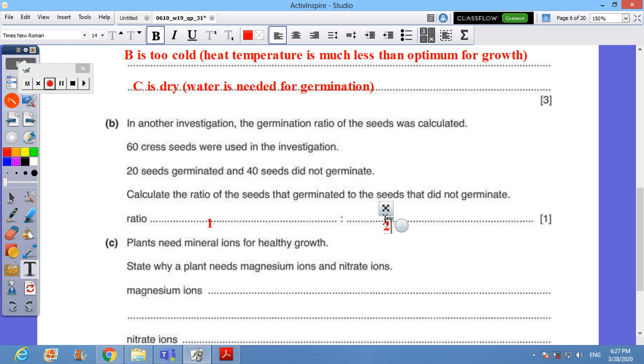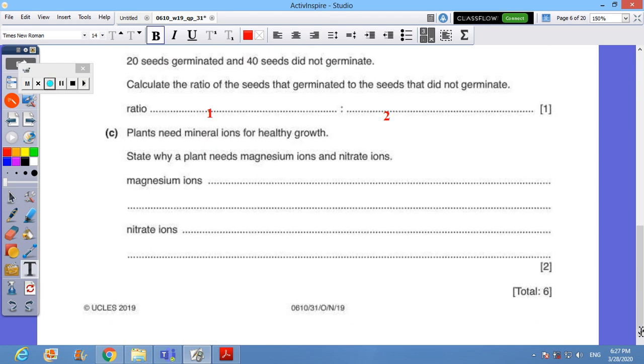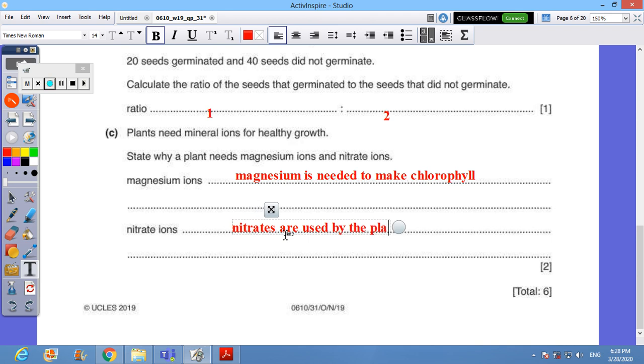Very good. Plants need minerals or mineral ions for healthy growth. State why plants need both magnesium ions and nitrate ions. You can say that magnesium is needed to make chlorophyll. Should I say why chlorophyll is important? It's the green substance in the leaves that absorbs and traps sunlight. Nitrates are used by the plants to make proteins.